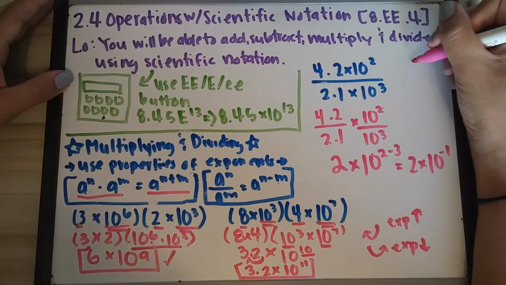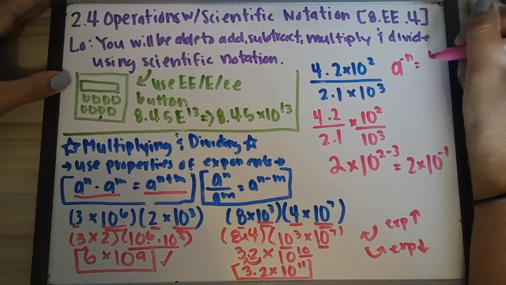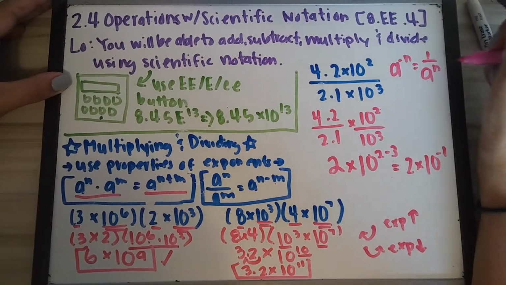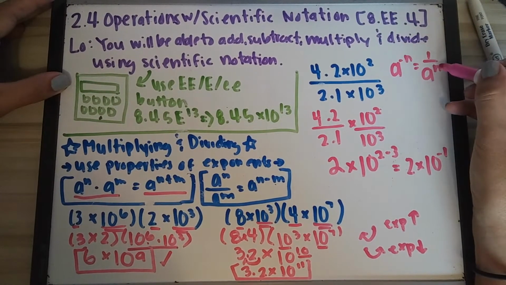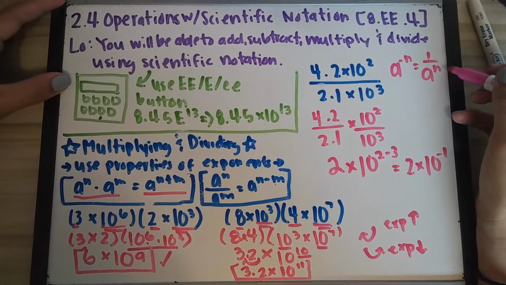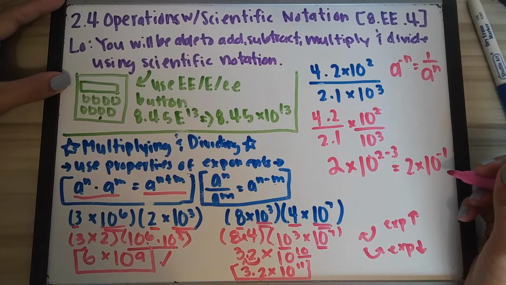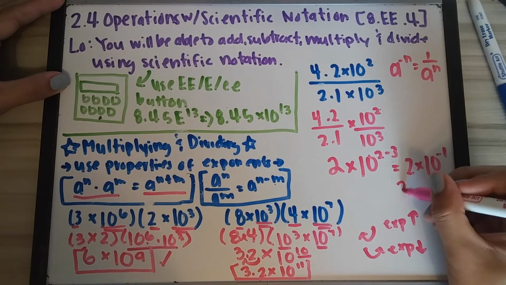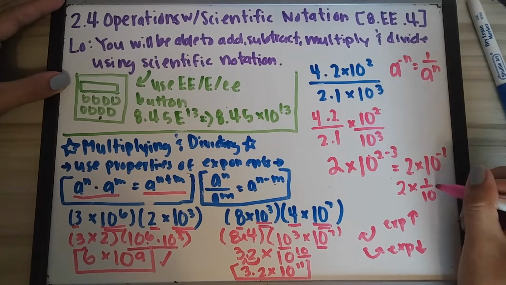Now in this one, I'm going to use my property of negative exponents, where if I have a negative power, I bring it down to make it positive. So in this case, I'm going to end up with 2 times 1 over 10 to the 1st power.